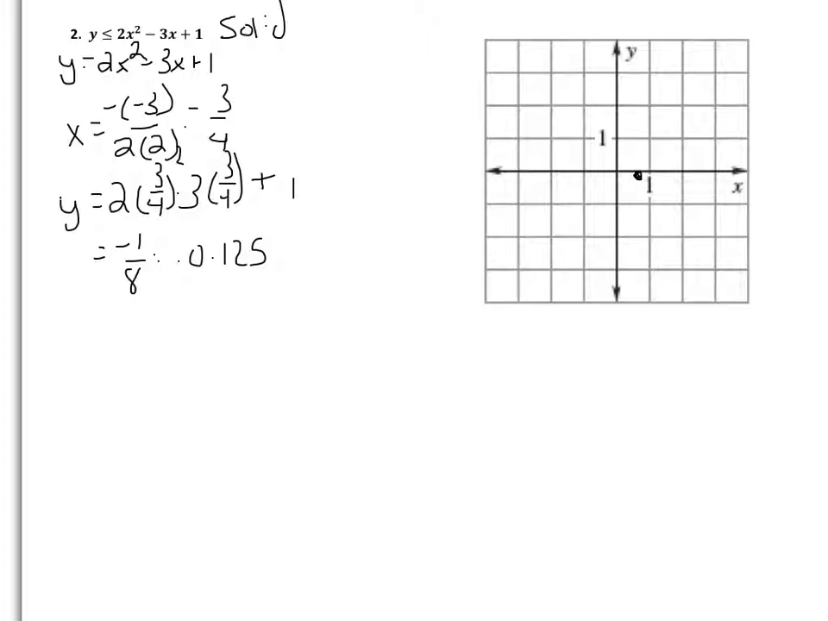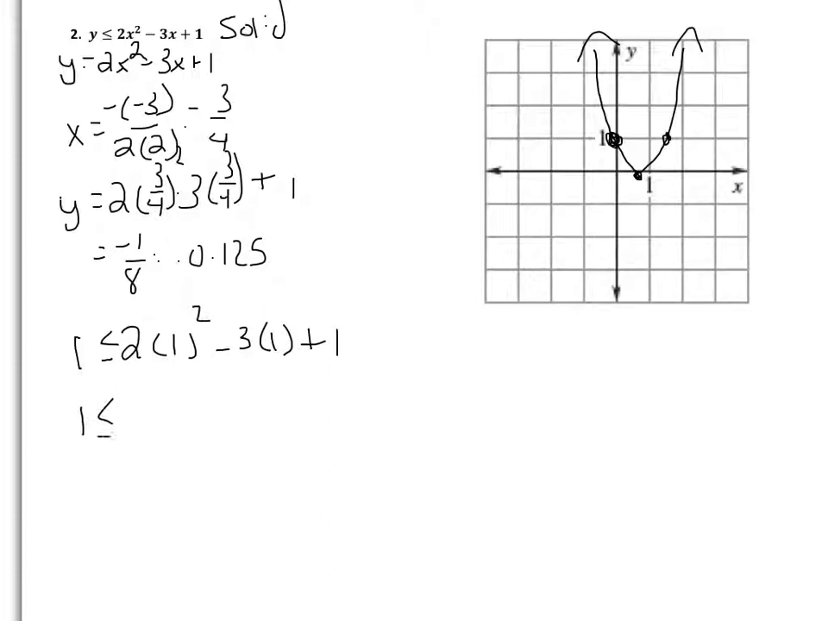If I plugged in 0 again, I get 1. So if I go to 1.5, I'd get 1. Solid line. See how the point 1, 1 is inside the curve, so plug that in. 1 is less than or equal to 2 times 1 squared. So when you pick a number inside, this is what we do. We plug it in. Is 1 less than or equal to 0? No, it's false. So shade outside.